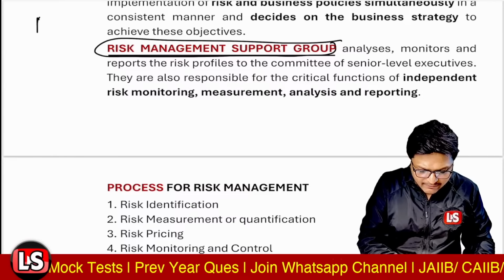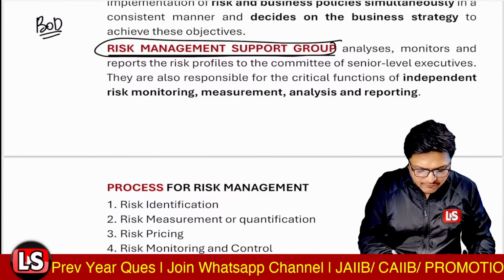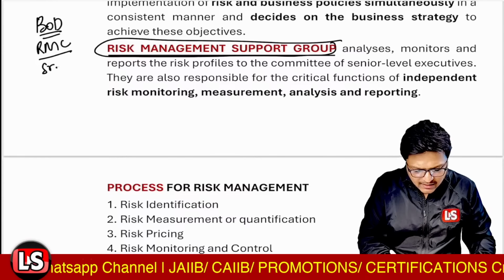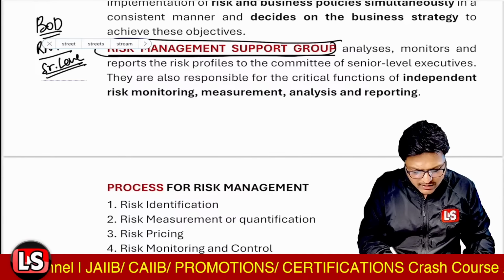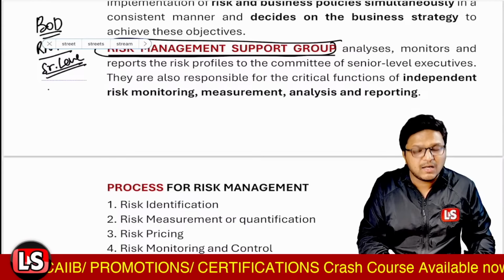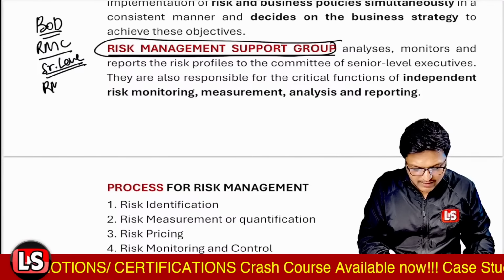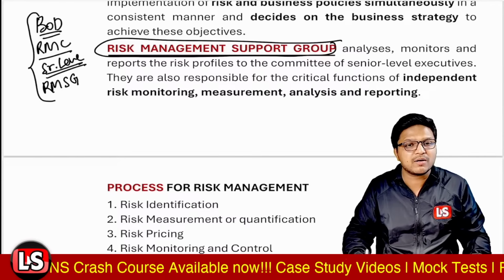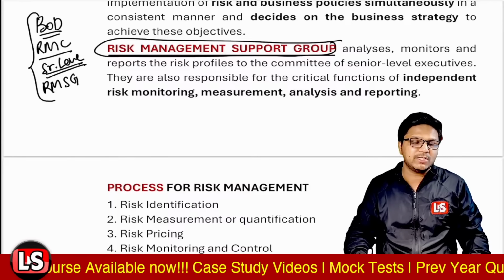So first of all we are having the board of directors, and after that we are having the risk management committee at the board level, we are having the senior level executive committee over there, and on the last we are having the risk management support group. So these are the 4 tiers which make up the organizational hierarchy for risk management.